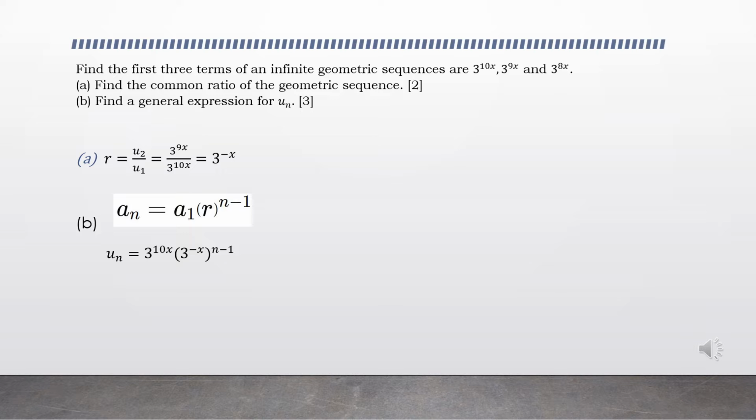To find the general expression for u sub n, we simply substitute the values to the formula u sub n equals u sub 1 multiplied by r raised to n minus 1. So in this case, we have u sub n equals 3 raised to 10x multiplied by quantity 3 raised to negative x raised to n minus 1.